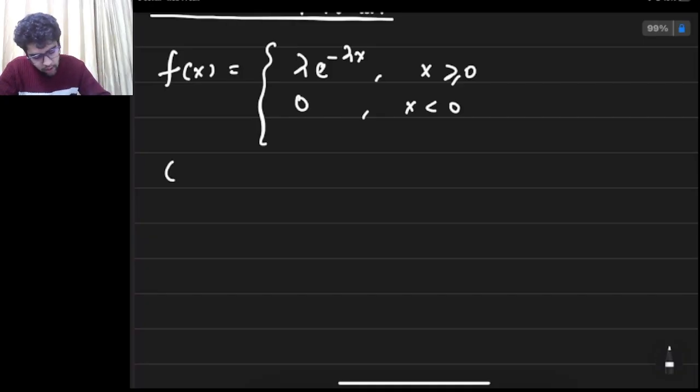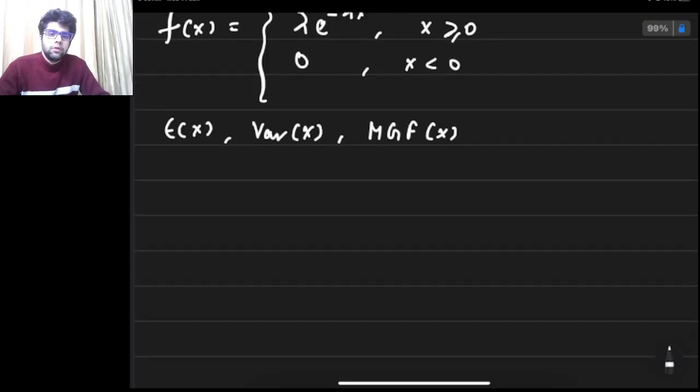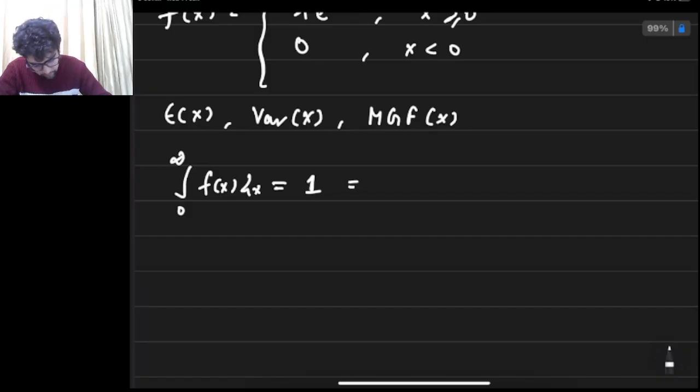Now we'll be finding the expected value, the variance of this exponential distribution, and the MGF, the moment generating function. First of all, let's check the PDF. If I integrate the PDF over the values of x from 0 to infinity, it should come out to be equal to 1, otherwise the PDF won't be defined. So now we have the integral of lambda e to the power minus lambda x dx from 0 to infinity, and this should be equal to 1.